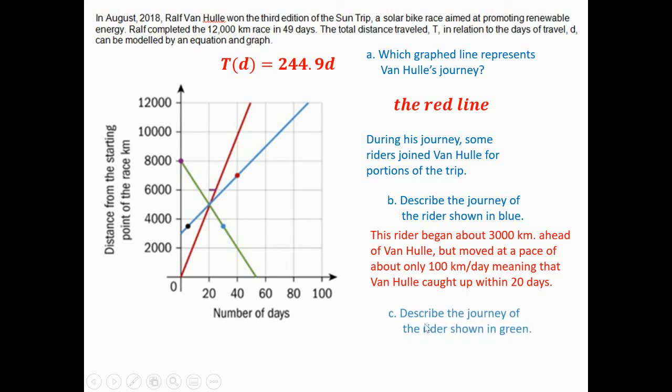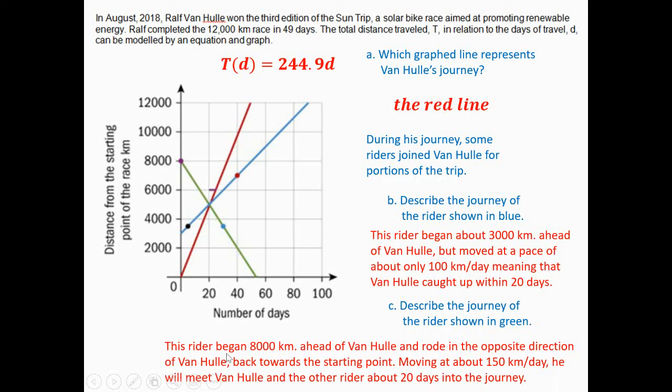Okay, next. So describe the journey of the rider shown in green. Give as much detail as you can. Okay, green rider. This rider began at 8,000 kilometers ahead, so you can see they're 8,000 from the starting line. And they rode in the opposite direction. This is important. Their distance from the starting line is decreasing while his is increasing, right? He's moving away from the starting line. They're going towards the starting line.